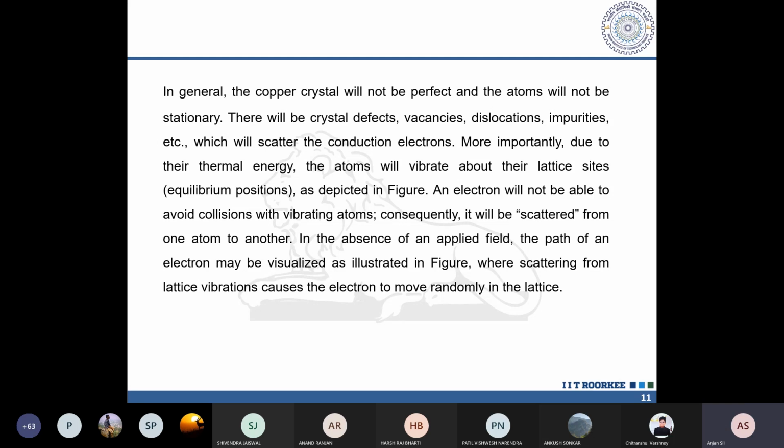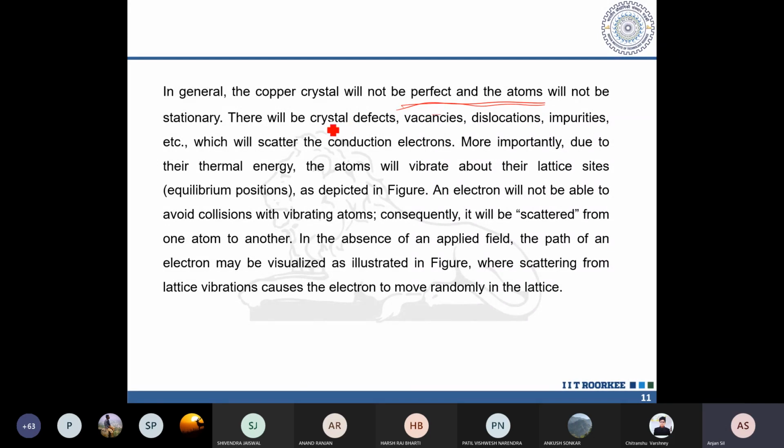But because of the temperature, they are in a vibrating state, right? No vacancy means no missing copper atoms. No dislocation means no series of point defects. If you have a series of point defects, it makes a line defect. So that kind of situation is also not there. So it is an ideal or perfect crystal of atoms. I hope you understand.